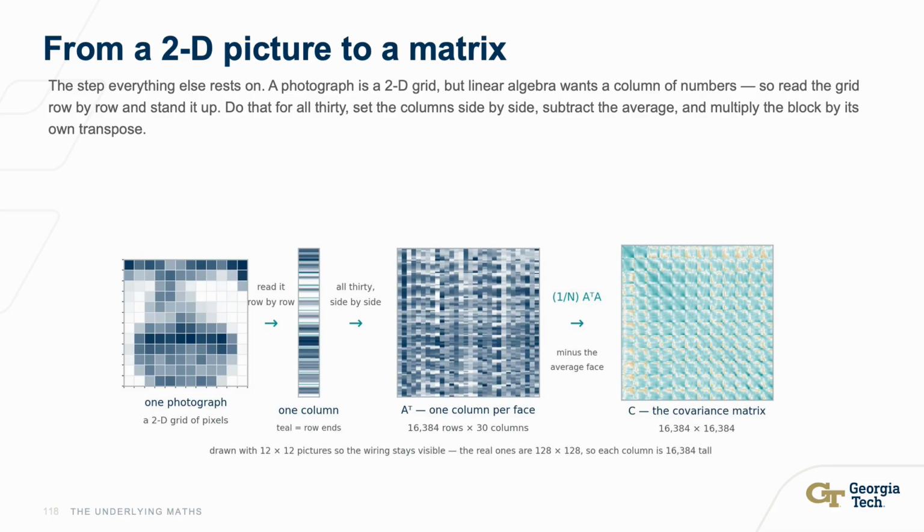Second, what a single entry of the product means. Row J, column K answers one question: when pixel J is brighter than average, is pixel K brighter too?